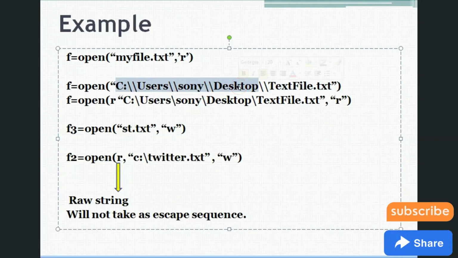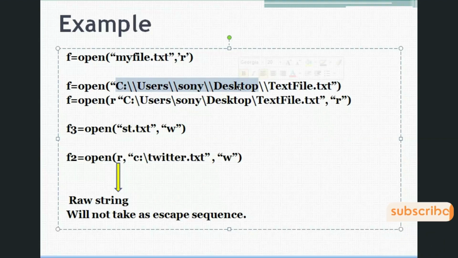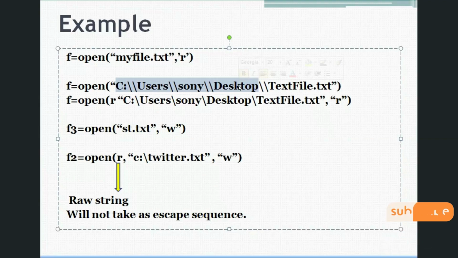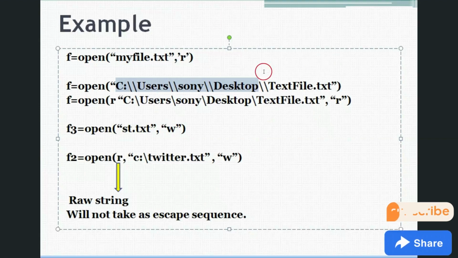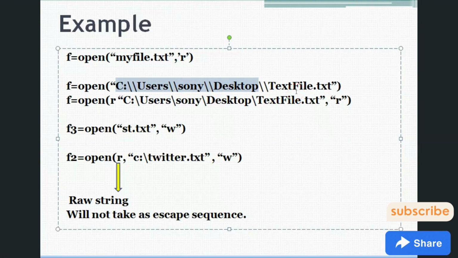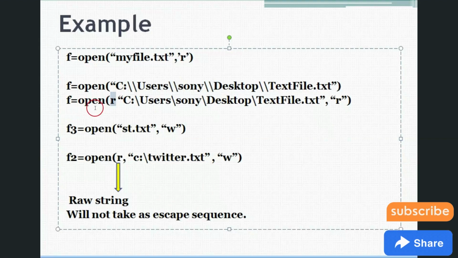Suppose your file is not present in the Python files folder, and it is present somewhere else, like a desktop folder or any other folder, then you should copy the path of that file name and paste it in the program. So this textfile.txt has been stored in the C drive, Users, Sony, Desktop, etc. The third example uses r here. After opening the file, it uses this r, which specifies a raw string.